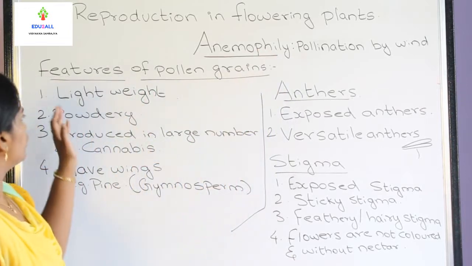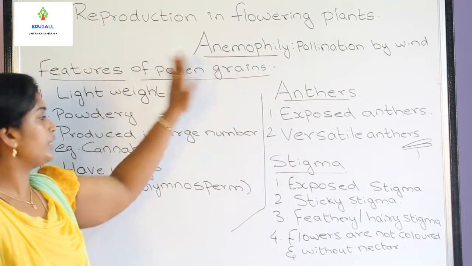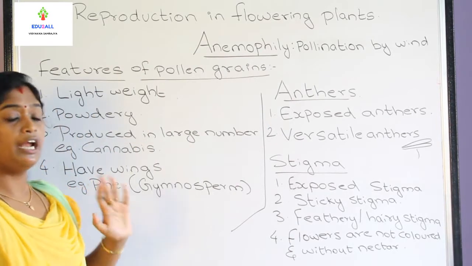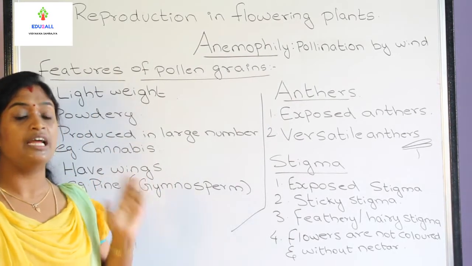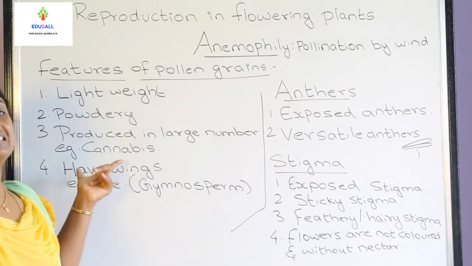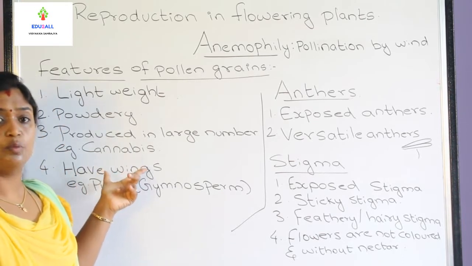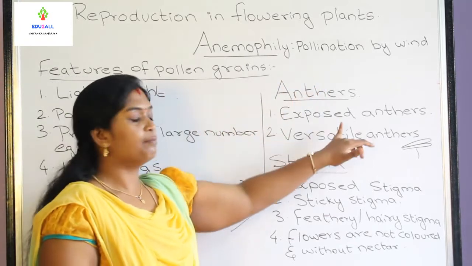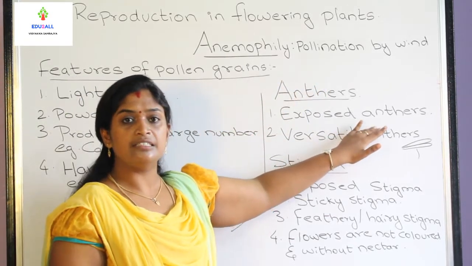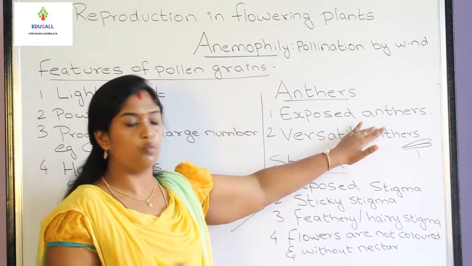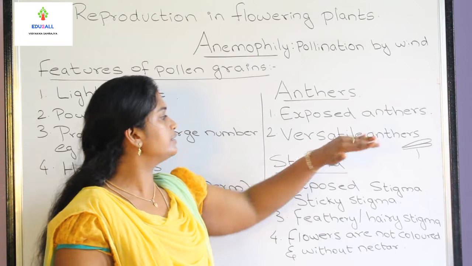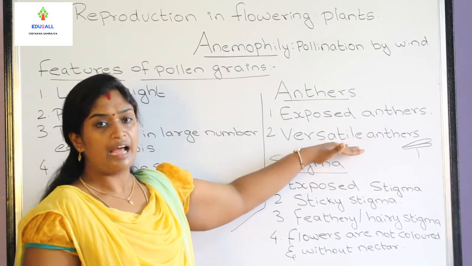Let me recall once again the features of the pollen grain. The pollen grain must be light in weight, it must be powdery, it must be produced in large numbers, it must be unwettable, and some of the pollen grains will have wings, for example in the case of pine. And the anthers must be exposed, such as we have seen in oxalis and viola. They have exposed anthers, as in thrum flowers, and versatile anthers.